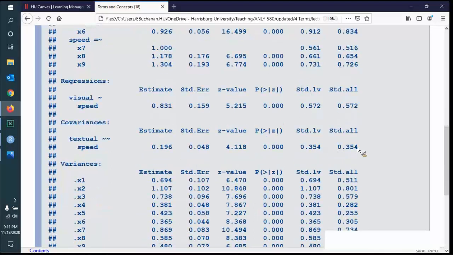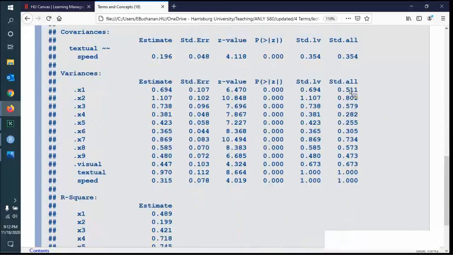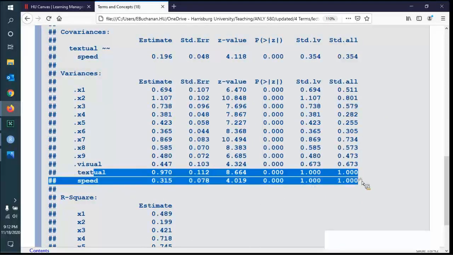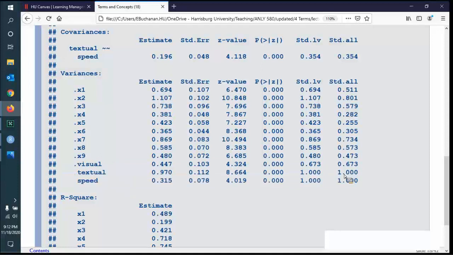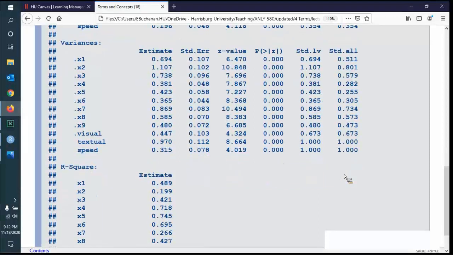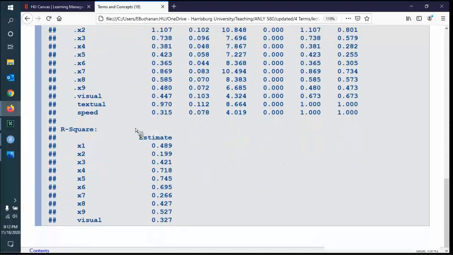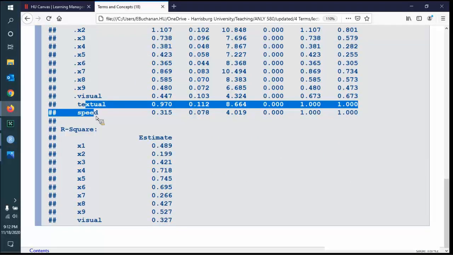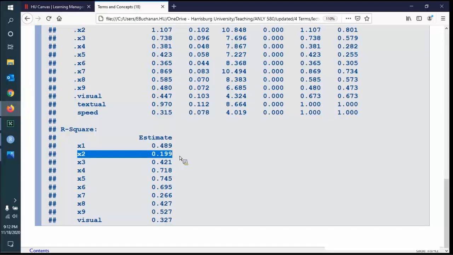Notice how all of these are in our sort of EFA loadings range. Our correlation is now 0.35. That's much more interpretable. And then our variances here. Notice that the error terms standardize, but the variances, when you standardize them, become one. That's going to be important later in the lecture. And then our R squared's are down here at the bottom. There's nothing for text and for speed because those are exogenous only. But I do have an idea of how much variance I'm accounting for in each item, and I can start to see which items are maybe not the most useful.